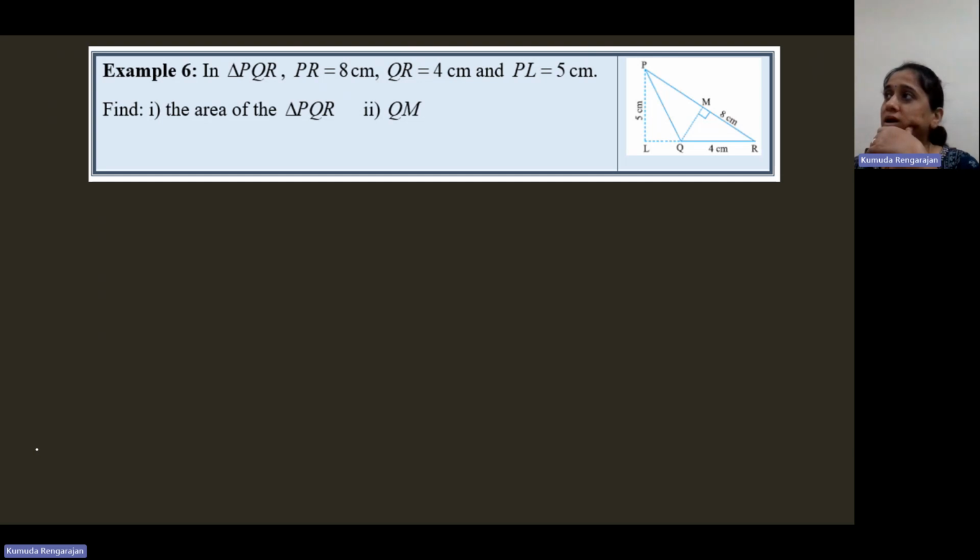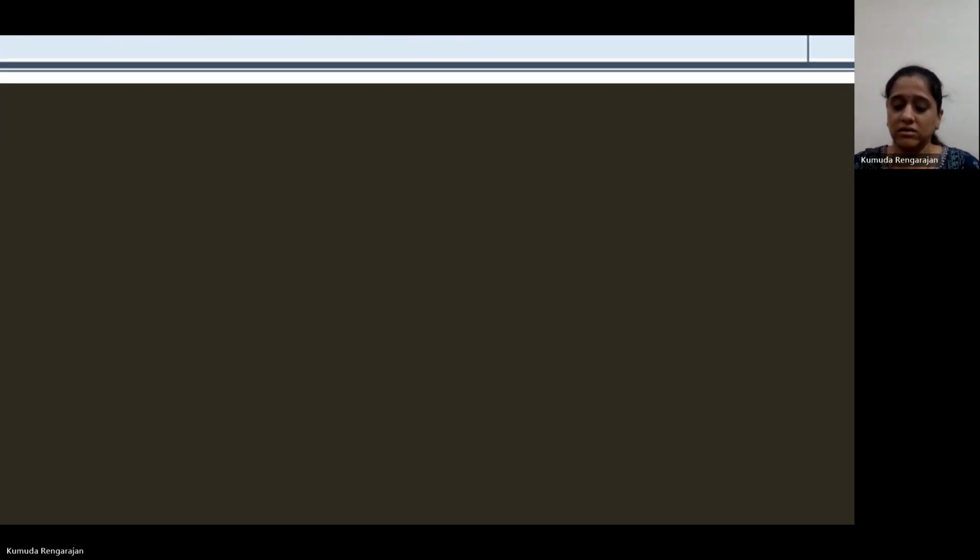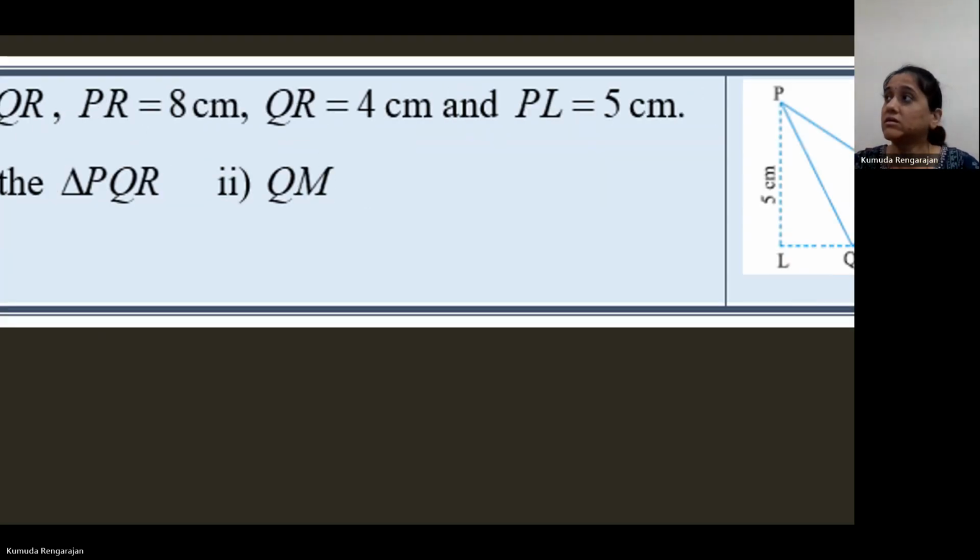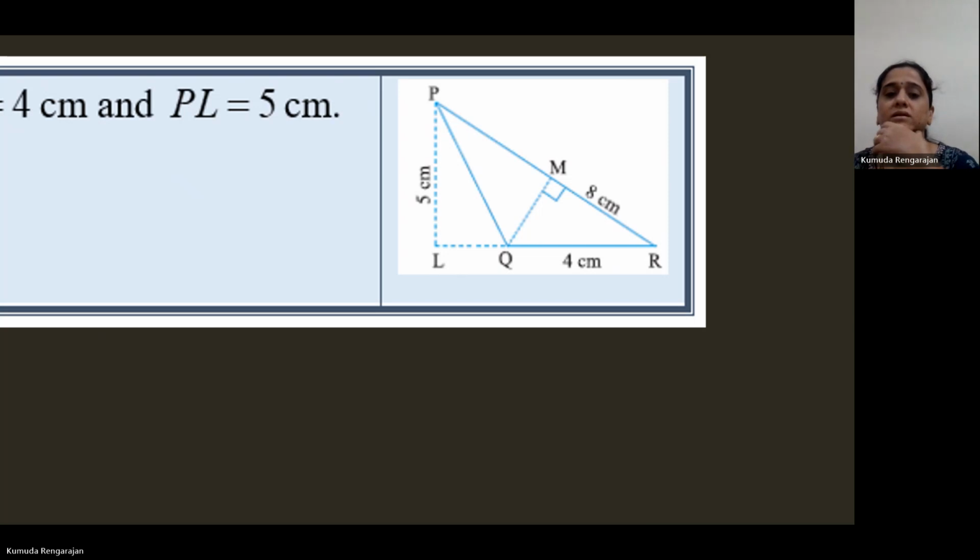The triangle is PQR. You're not able to read that, Tanya? Yeah, name the triangle. PQR. How many altitudes are drawn here? 2. Name the altitudes. QM and PL.